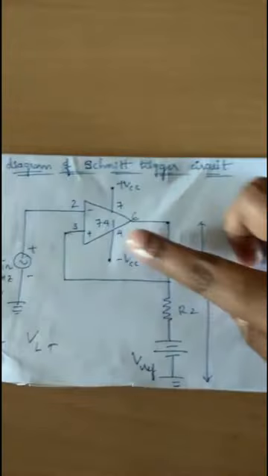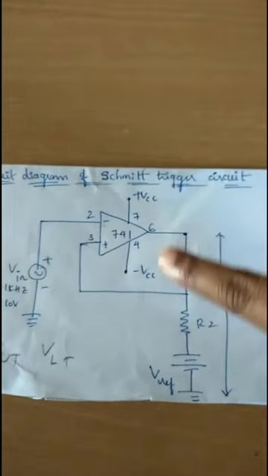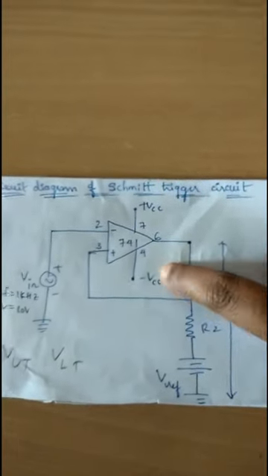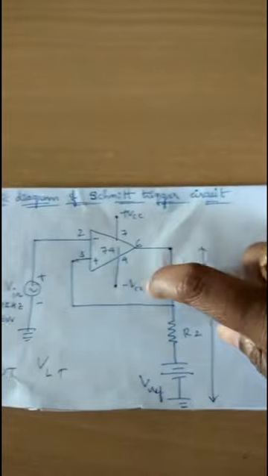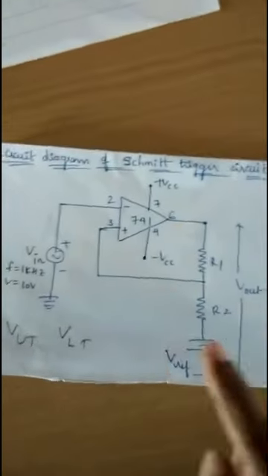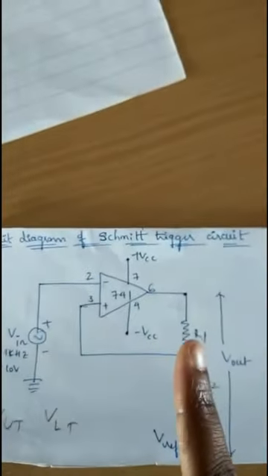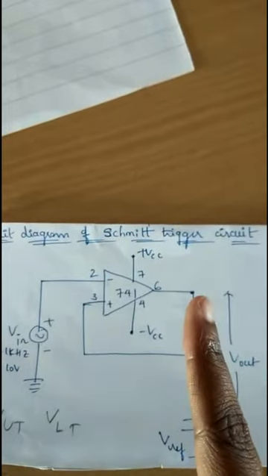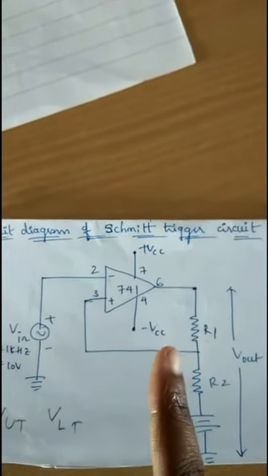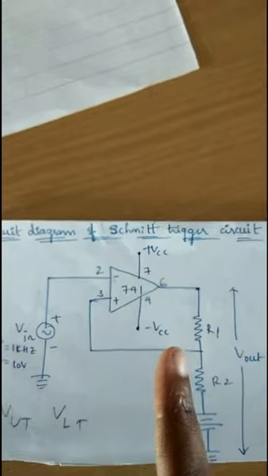The op amp is energized by supplies plus VCC and minus VCC. It is given as plus 12 volts and minus 12 volts. For pin number 7, plus VCC, plus 12 volts is given, and pin number 4, minus VCC, that is minus 12 volts, is given.